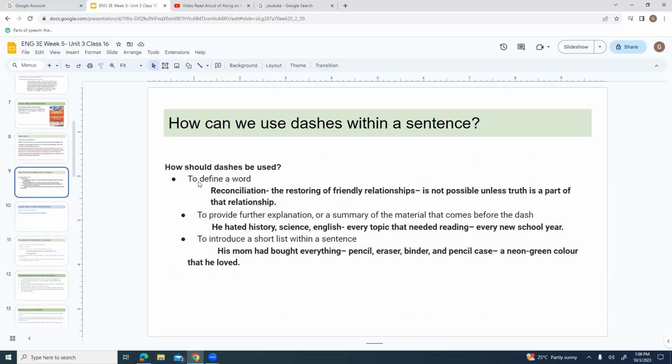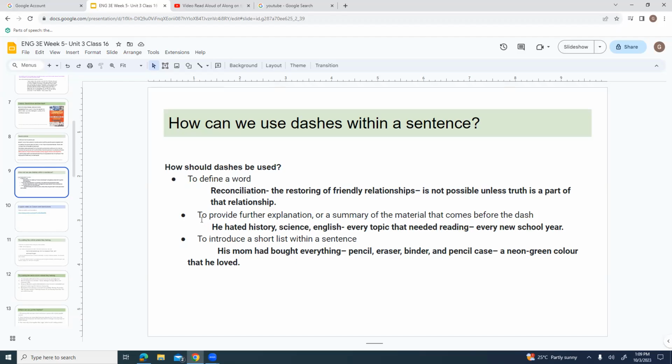We're good there. Dashes. How can we use dashes within a sentence? Sometimes they're used to define a word. So for example, reconciliation, dash, the restoring of friendly relationships, dash, is not possible unless truth is a part of that relationship. Sometimes you might see brackets here.